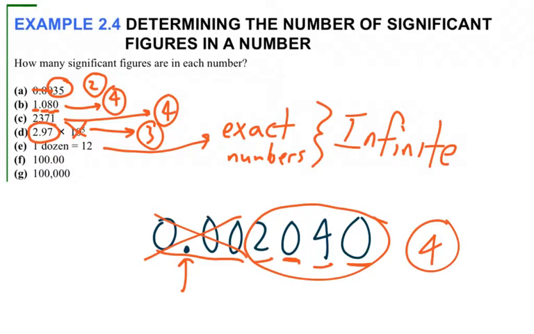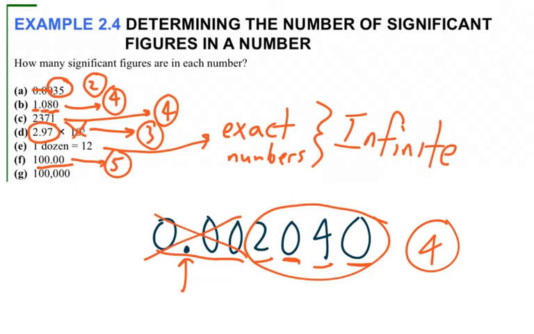Let's go to letter F. If you look at letter F carefully, all those zeros are called trailing zeros. But I see a decimal point. If you go back to the rule, trailing zeros that have a decimal point are significant. So here, all 5 of these numbers are significant figures.